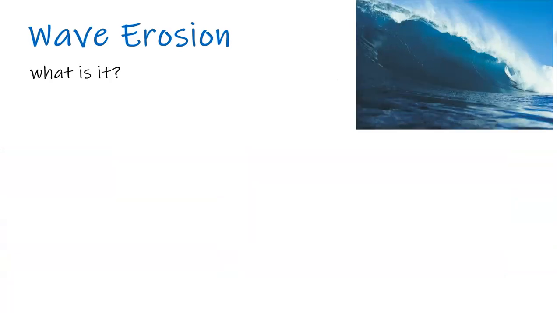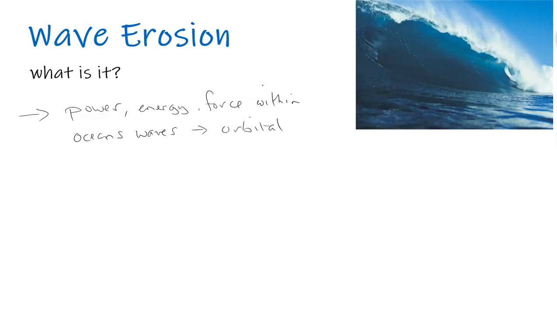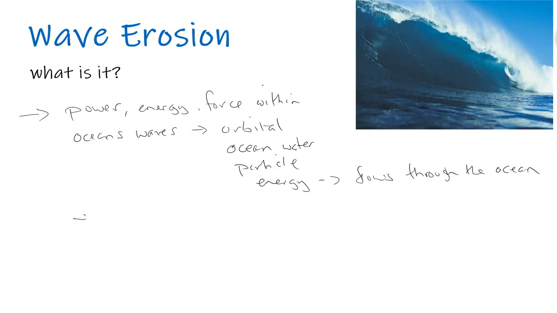So what is wave erosion? Now, it is the power, the energy, and the force that is within the ocean waves. So it's the orbital motion, or water particle energy, that flows through the ocean, and eventually it's going to interact with some sort of coastline or a coastal zone.